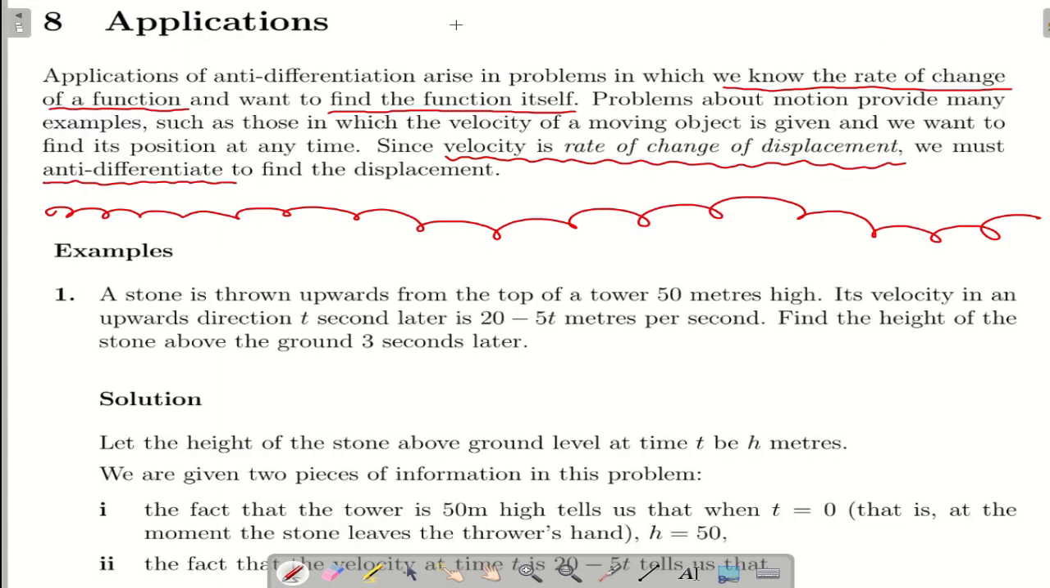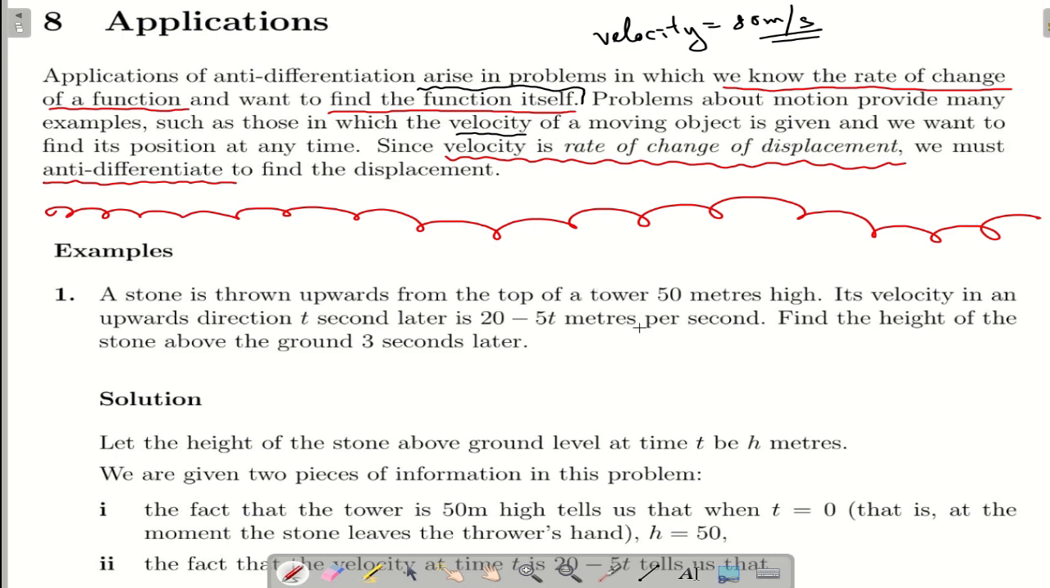Now we come to the hardest one, the applications of the integration. The application of anti-differentiation or integration arises in problems in which we know the rate of change of some function and we want to find the function itself. The problems about motion provide many examples, such as those in which you know the velocity of something, which is equal to the rate of change of the displacement. For example, 80 meters per second, this is the rate of change. Since velocity is the rate of change of the displacement, we must anti-differentiate, we must integrate to find the displacement.